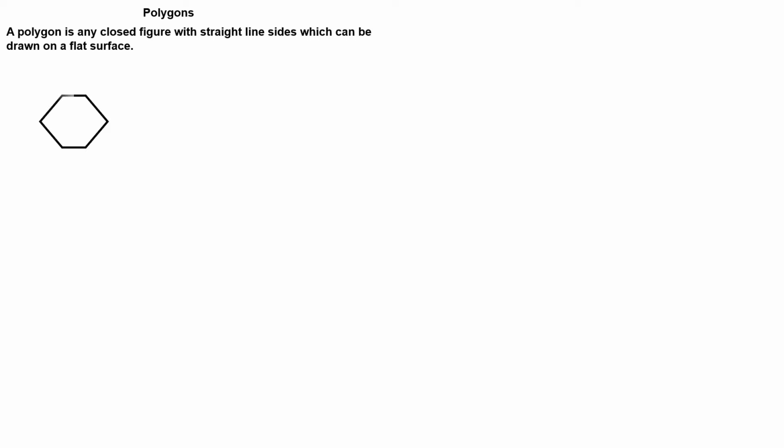This figure is a polygon. If the shape had curves or did not fully connect, then it cannot be called a polygon. This figure has a curve. This figure is not a polygon. This figure is not closed. This figure is not a polygon.